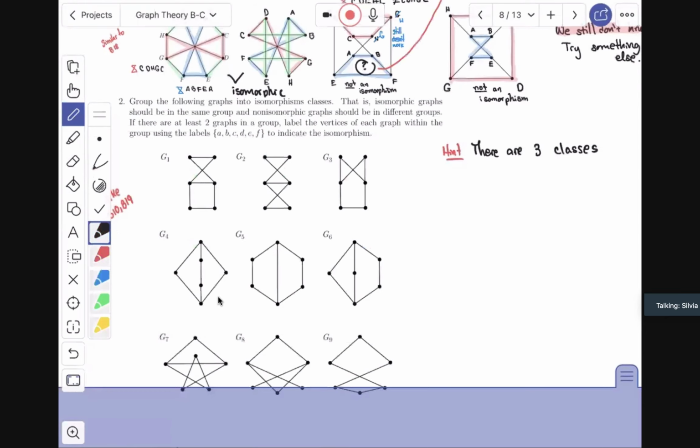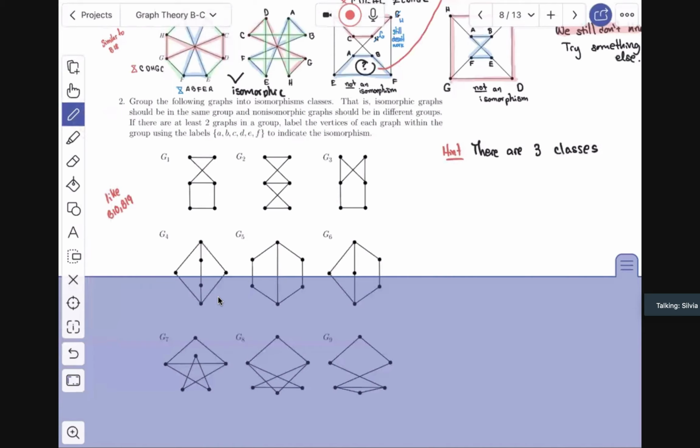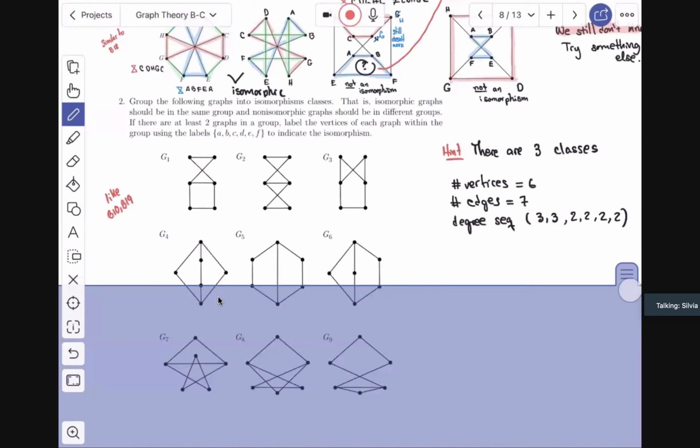Now, one thing you want to do is look: the number of vertices is the same for all of them. All of them have 6 vertices. All of them have the same number of edges. It's 1, 2, 3, 4, 5, 6, 7. All of them have 7 edges. And the degree sequences are also the same. They have 2 vertices of degree 3 and 4 of degree 2. You can double check, but all of them have the same degree sequence.